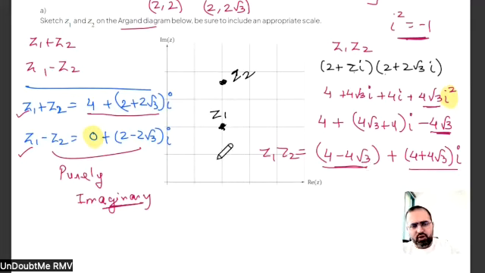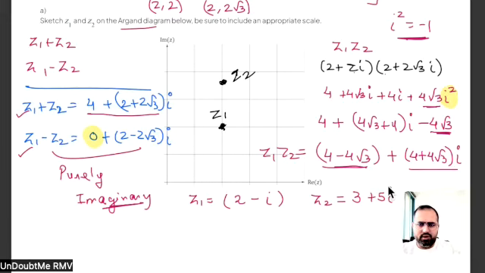Now, before moving on to the quotient, the division of two complex numbers, we'll take one more example and I want you guys to find the product. So I have the complex numbers 2 minus iota and 3 plus 5 iota. And I want all of you to find the product.